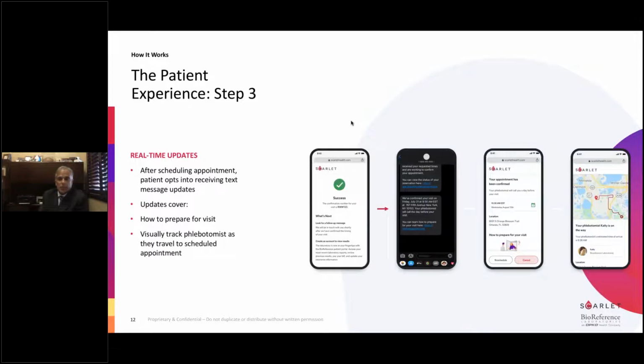It's nice to know when someone knocks on your door that you know who they are because you've already seen a picture of them before they're coming to your home or your office. So it's a really neat part of the experience.